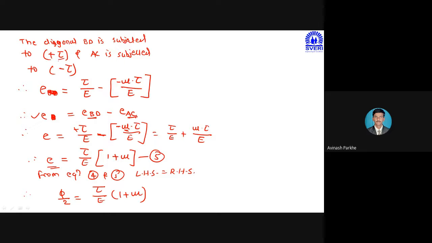Therefore, it is subjected to the positive shear stress. Therefore, positive shear stress upon shear strain minus. This minus sign represents the subtraction of E of BD minus E of AC in bracket minus mu into tau upon E. This mu represents the lateral strain due to which there is a decrease in dimension.